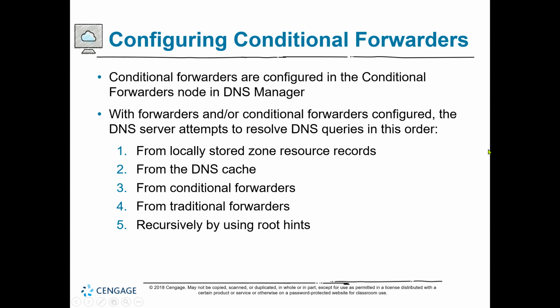So conditional forwarders are configured in the conditional forwarder node in the DNS manager. With forwarders and or conditional forwarders configured, the DNS server attempts to resolve DNS queries in this order. It's kind of like when you're thinking about firewall rules, how you start from the top down. So from locally stored zone resource records, then from DNS cache, then from conditional forwarders, then from traditional forwarders, then recursively by using root hints.